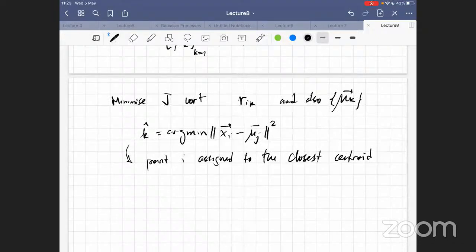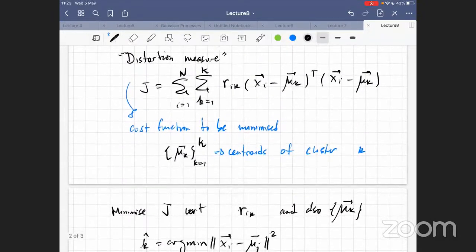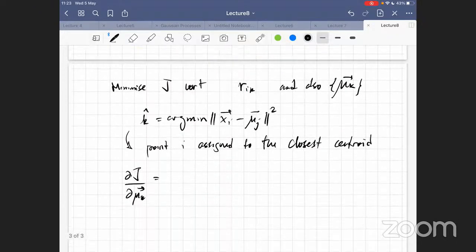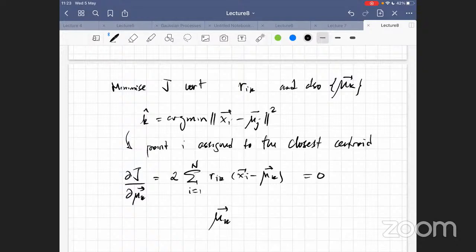On the other hand, let me now minimize with respect to mu_k. This is an easy expression because it is just analytical. The derivative of this with respect to mu_k is just 2 times the sum over the data points of r_ik times (x_i minus mu_k). I want this to be 0, so the 2 you can forget about it. So this is just the sum of r_ik x_i.